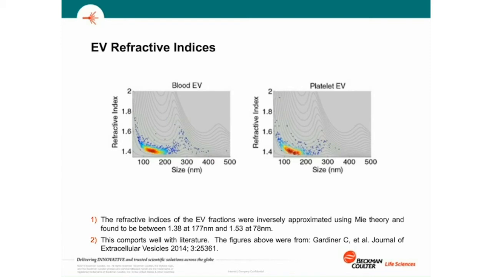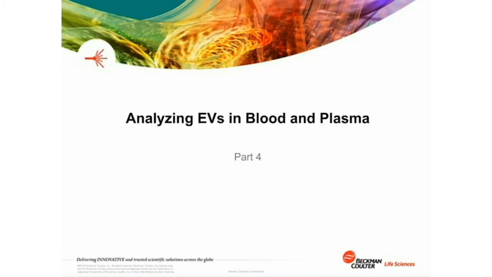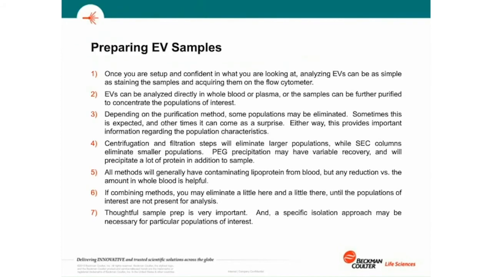Now, analyzing EVs in blood and plasma. At this point it gets a little bit deeper because there are more protocol-type notes. So preparing EV samples: once you're set up and you're confident in what you're looking at, analyzing EVs can be as simple as just staining the samples and then acquiring them on the flow cytometer. Staining whole blood, analyzing it on the flow cytometer. They can be analyzed in blood and plasma, and they can also be further purified.